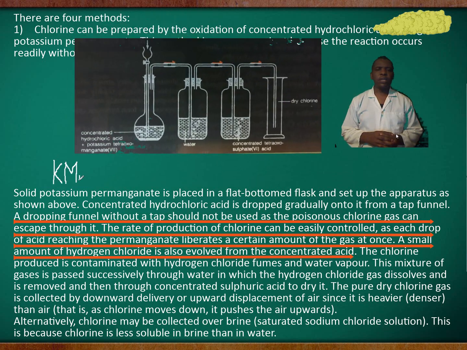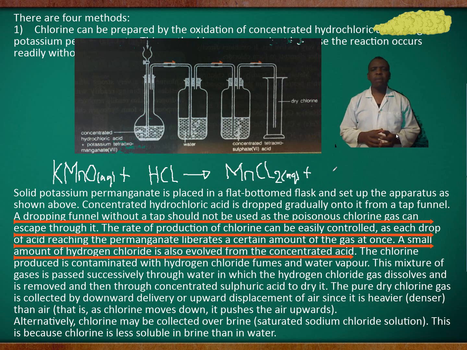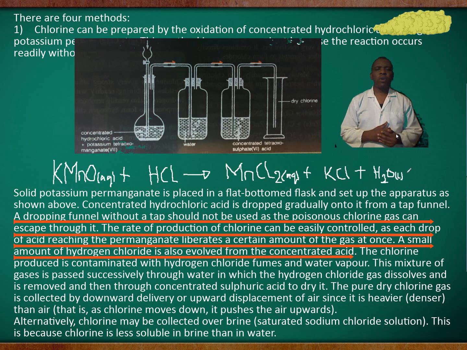A dropping funnel without a tap should not be used, as the poisonous chlorine gas can escape through it. The rate of production of chlorine can be easily controlled, as each drop of acid reaching the permanganate liberates a certain amount of the gas at once. A small amount of hydrogen chloride is also evolved from the concentrated acid.